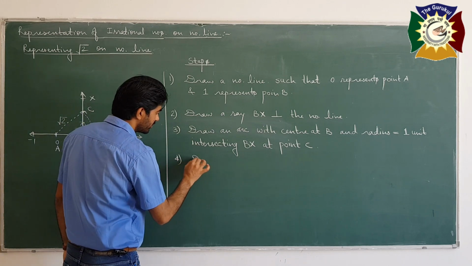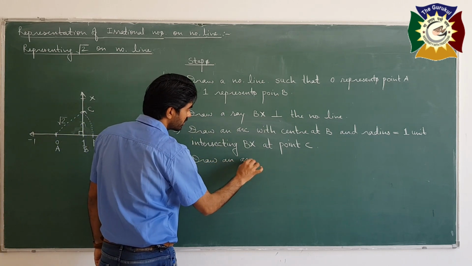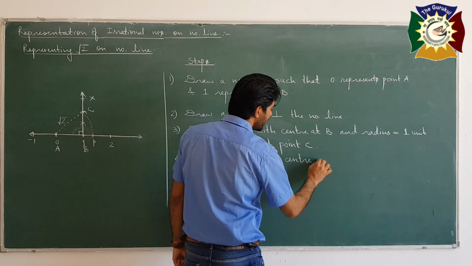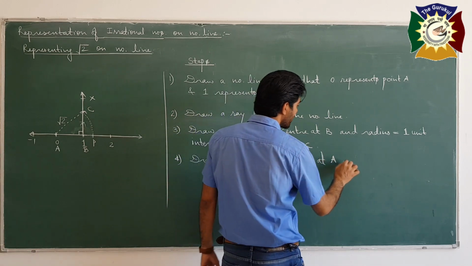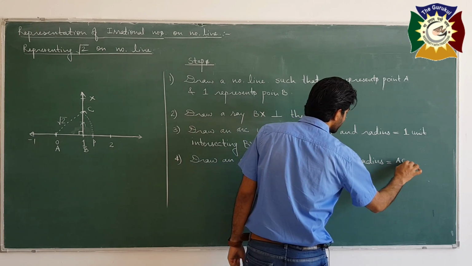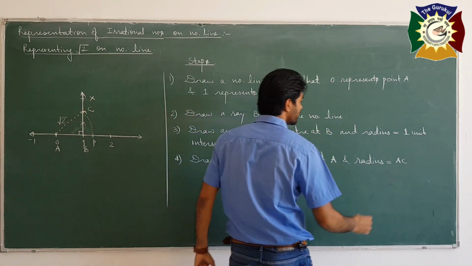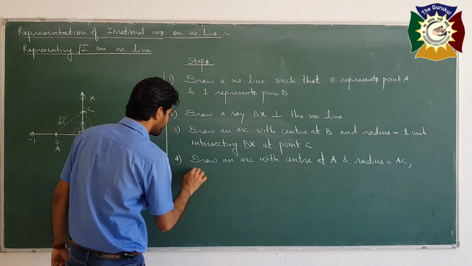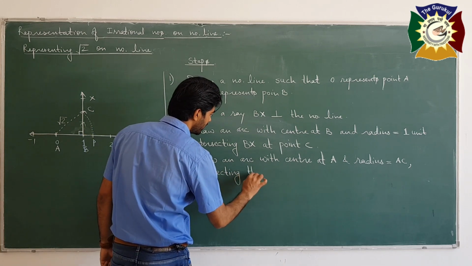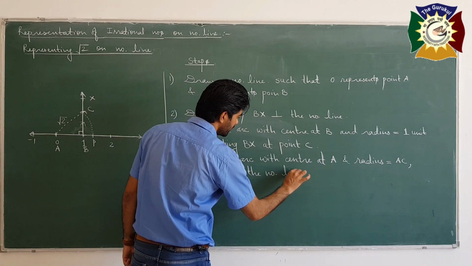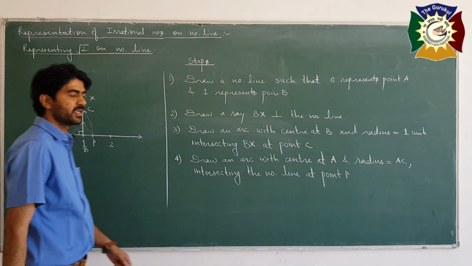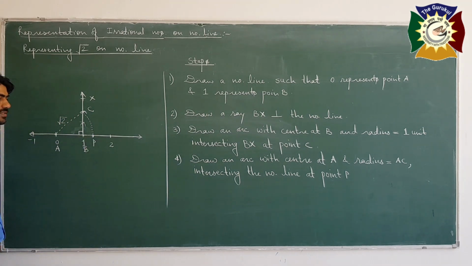So what is the step? Draw an arc with center at A and radius equal to AC, A to C, this would be the radius, intersecting the number line at point P. So it is intersecting the number line at this point P.